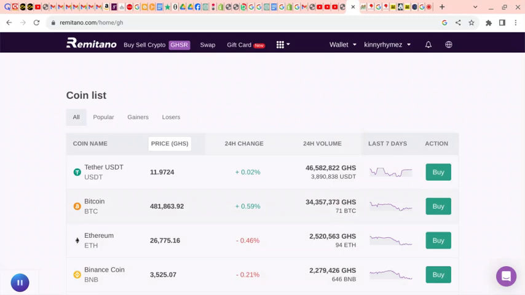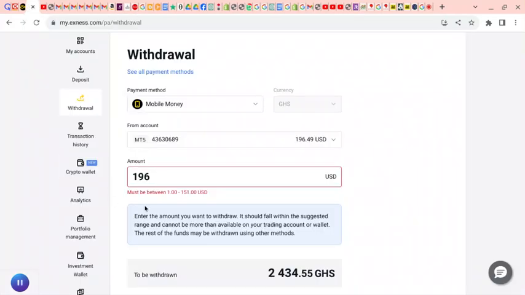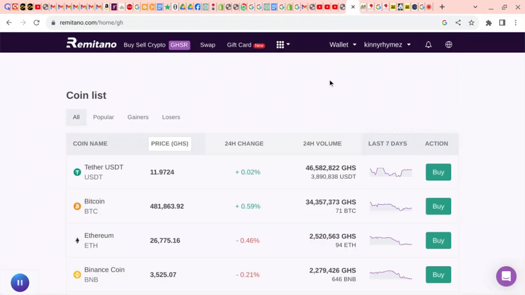Yeah, so today I want to show you how you can buy USDT at a lower price and sell it at a higher price. Right now on Binance, USDT is, I think, 12.55. And on Xness, let me check for us to see. On Xness, 1 USDT is 12.42 Ghana cedis. And here, when you're buying USDT, it's 11.97, but I can also show you how you can buy it even cheaper than 11.97.